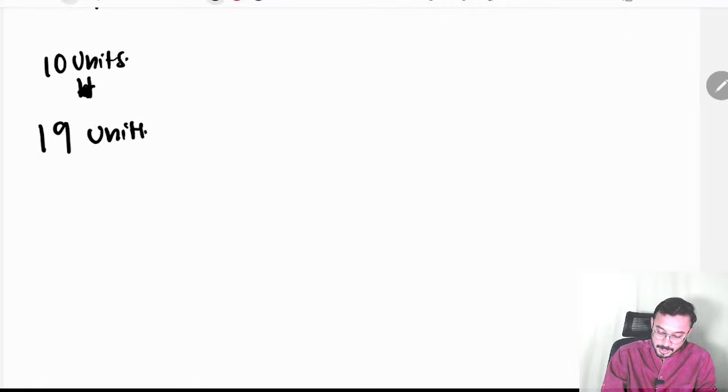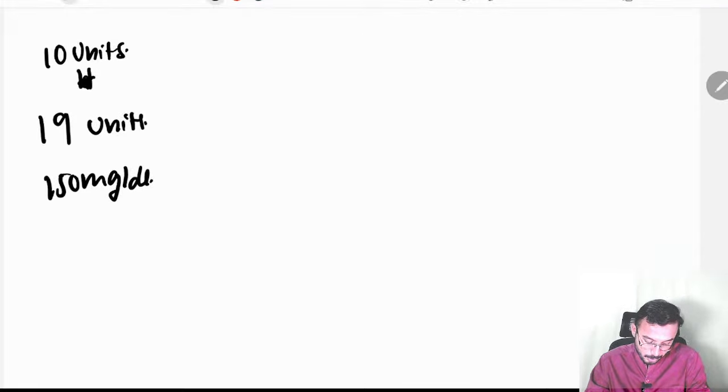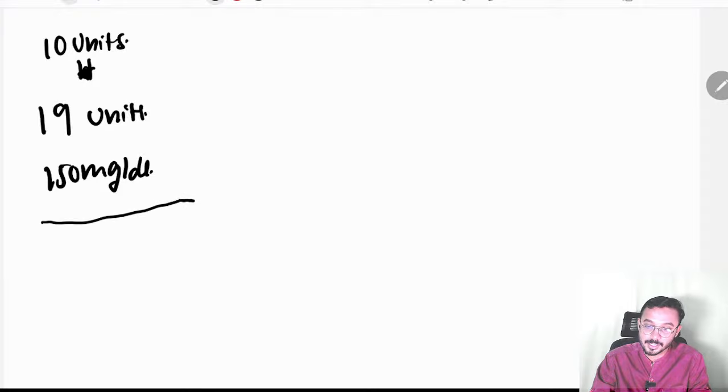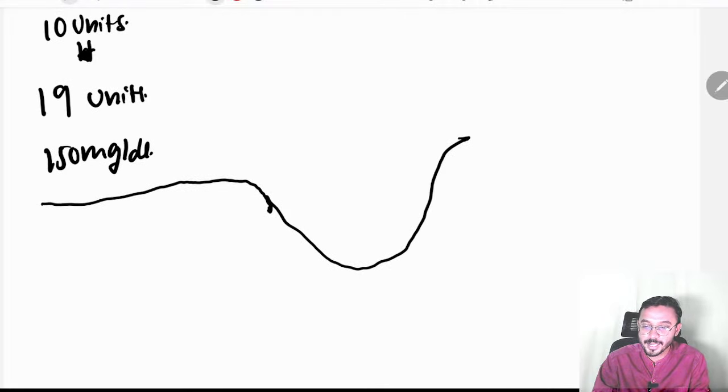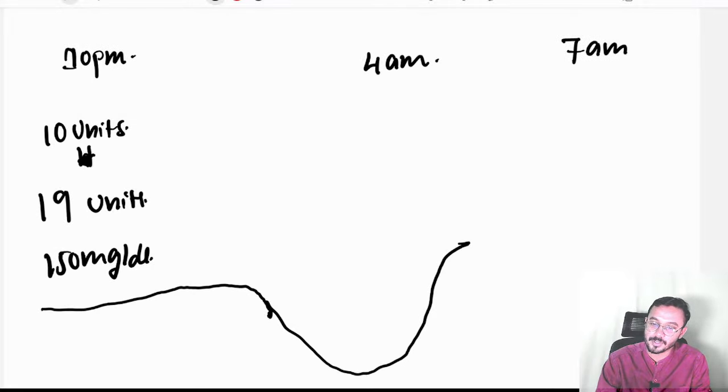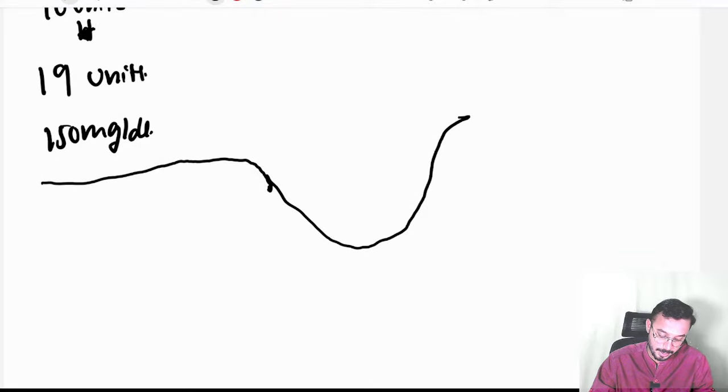So what happens is, at night it was 150 mg per dl. Due to this high dose, she gave a higher dose instead of 10. What happens if there is more insulin? Hypoglycemia. So that's why at 4 a.m. you will be getting hypoglycemia. Okay. It is a physiological process. Instead of 10 she is giving 19. She is confused between the unit insulin dose. So that's why here she is getting hypoglycemia.